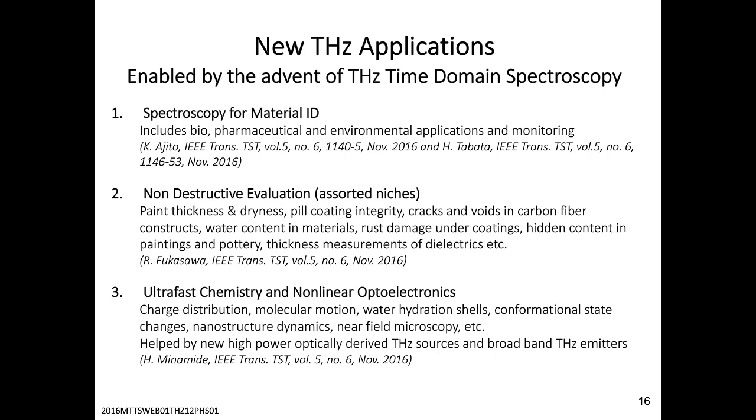People have tried to do measurements of rust damage under paints. Even people in the art world have used this for trying to look at actually dating the paint by certain paints by their lead content, for example, and also for looking under paint at properties of canvas or other layers of paint, or through pottery, which is somewhat transparent to this wavelength range for art historical purposes. And finally, thickness measurements of dielectrics, etc.